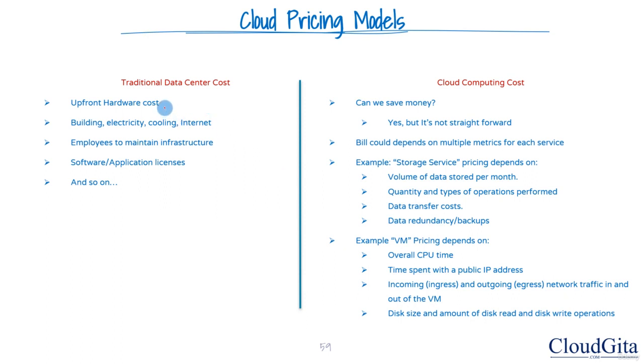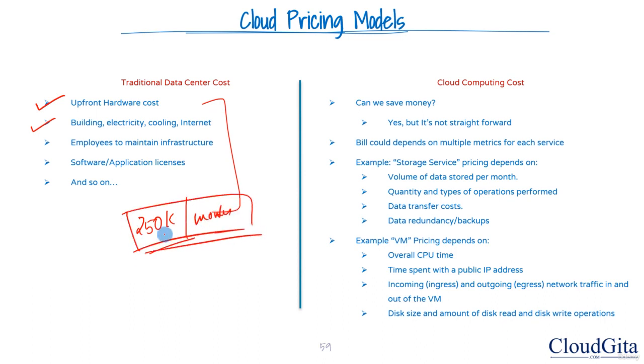So far we know that in our traditional on-premises data center, we have upfront hardware cost. We have to think about the building, electricity, cooling, internet, employees, software, application, licenses, and so on. But the point I'm trying to say here is all of that has a fixed cost. If you calculate this, you may come up with, for example, $250,000 per month, right?